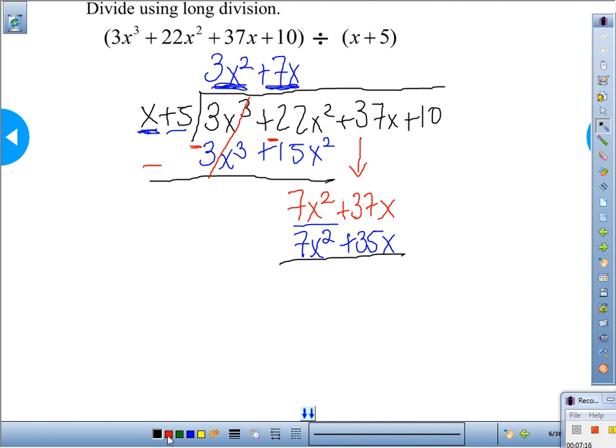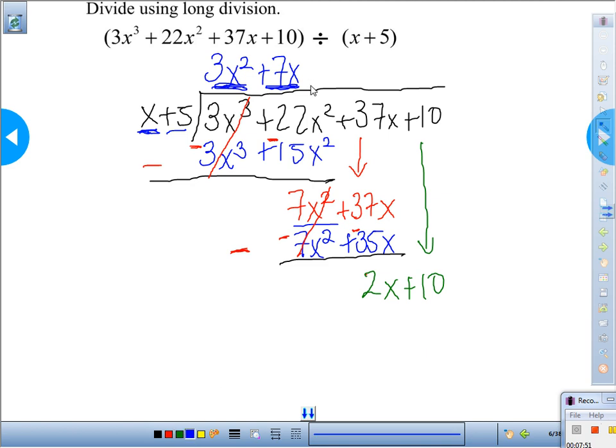So we need to do what? We need to do a subtraction, which is this is a negative and a negative. So we end up with 37 minus 35, that's 2x. Do we have one more term to bring down? Yes, let's bring that down. Plus 10.